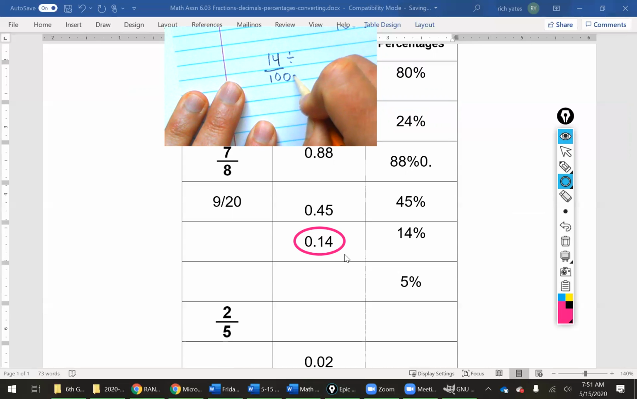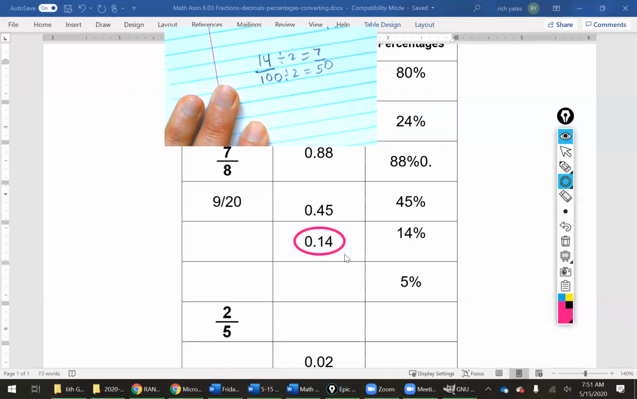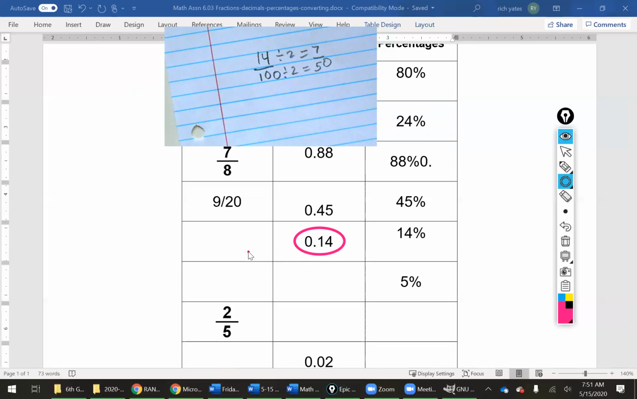When I simplify it down, I'll simplify it by dividing it by 2 because they're both even numbers. I get 7 over 50, and that's as simple as we can get it. So we'll go ahead right here and put our fraction as 7 over 50 as our simplified fraction. We're going to move on.